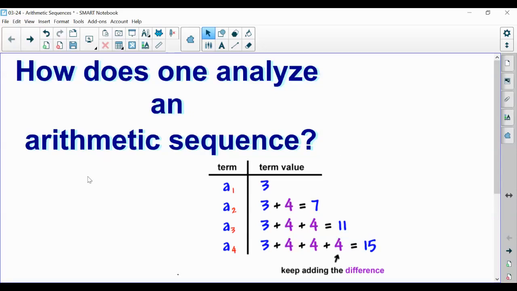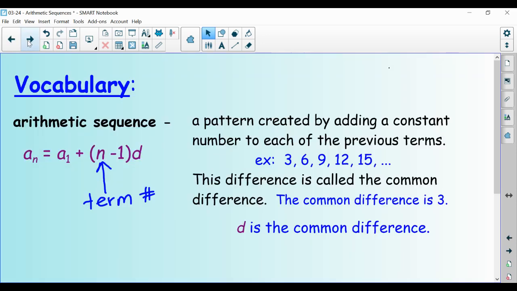Today we're going to talk about arithmetic sequences, which you should recognize once we get through the lesson because it is a review of something we learned in Algebra 1, but we do need it to extend into a new topic called arithmetic series later on this week. So we are going to do a little review today.